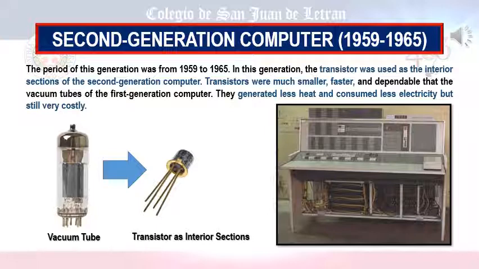However, it still produces a large amount of heat that may damage the computer, and this is still expensive. Transistors are superior to vacuum tubes because they are smaller, cheaper, and faster, with good speed, and can calculate data in microseconds.